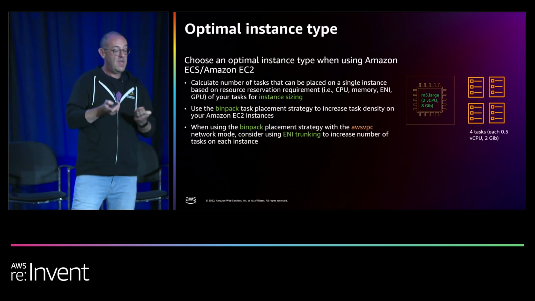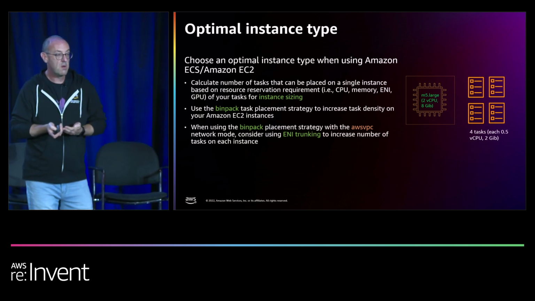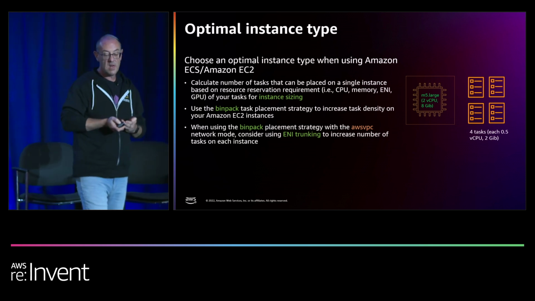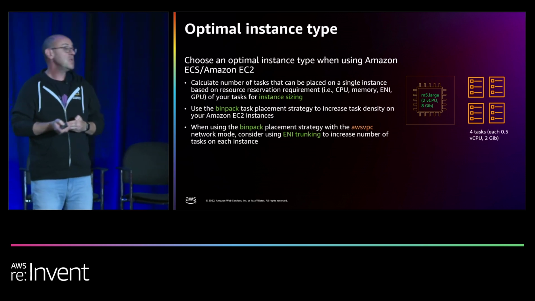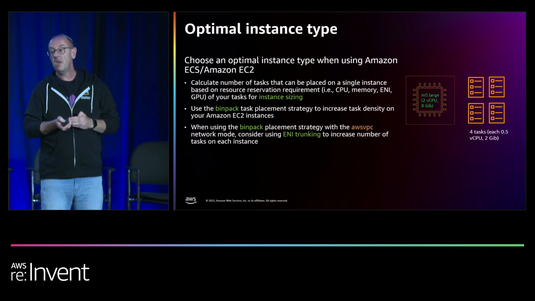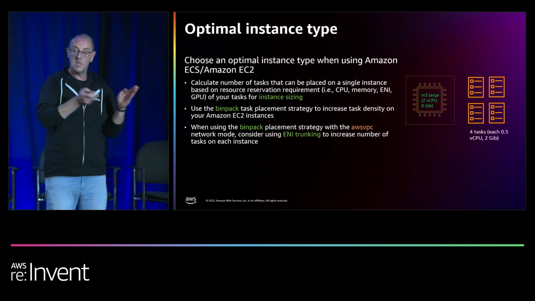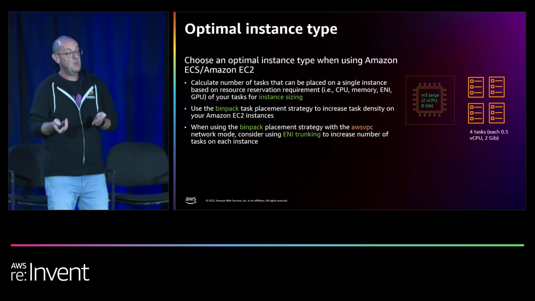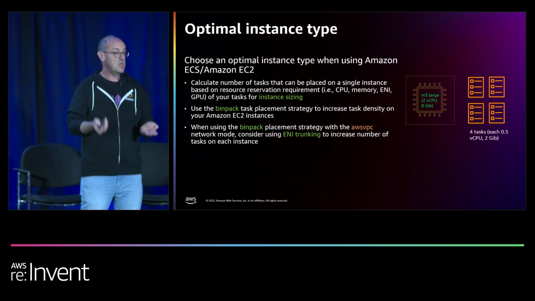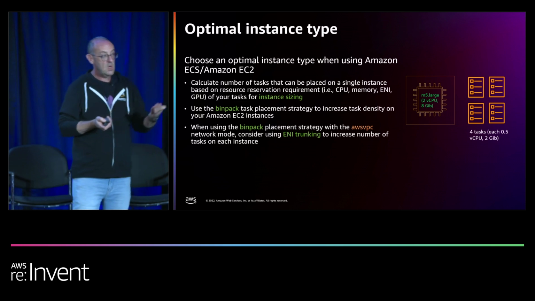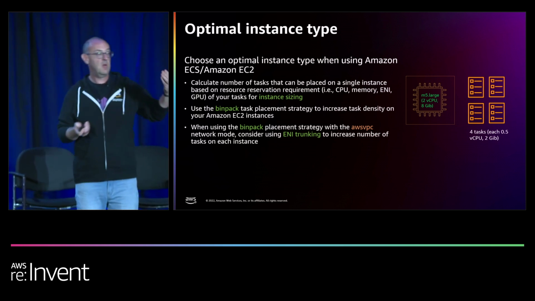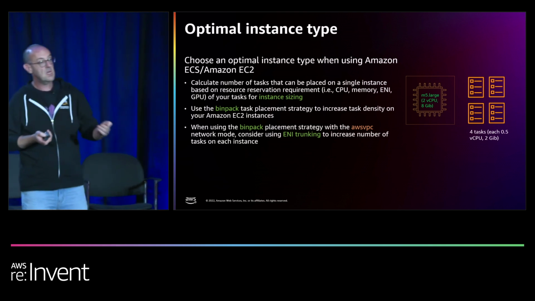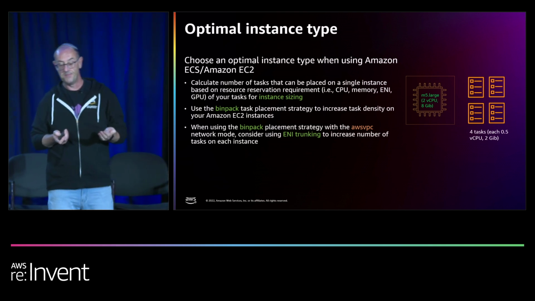When using AWS VPC mode for your network, for your instances, you should look into something called ENI trunking. For each EC2 instance, there's a limit of how many ENIs you can attach to it, based on the instance size, the number of IPs and ENIs you can attach. That will also limit the amount of tasks you can launch on your EC2 instance. By using ENI trunking, you can increase that amount significantly depending on the actual instance size and the instance type you're using.